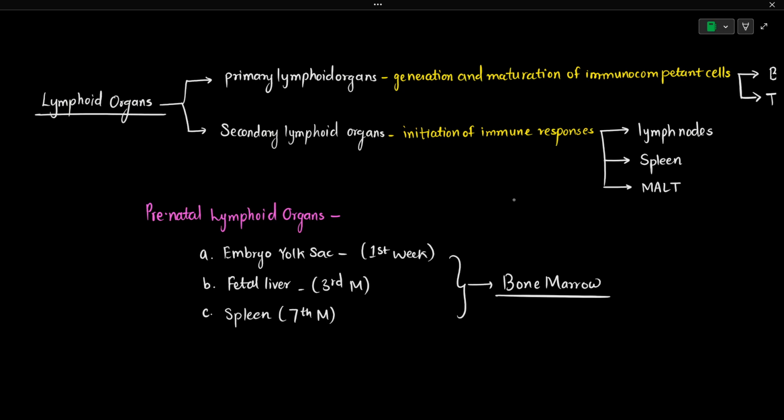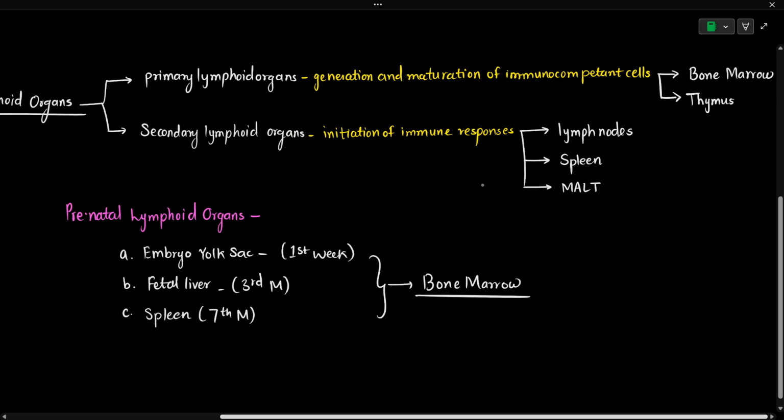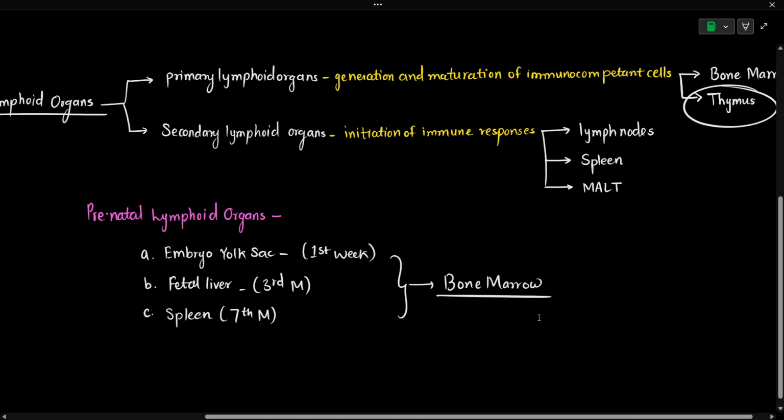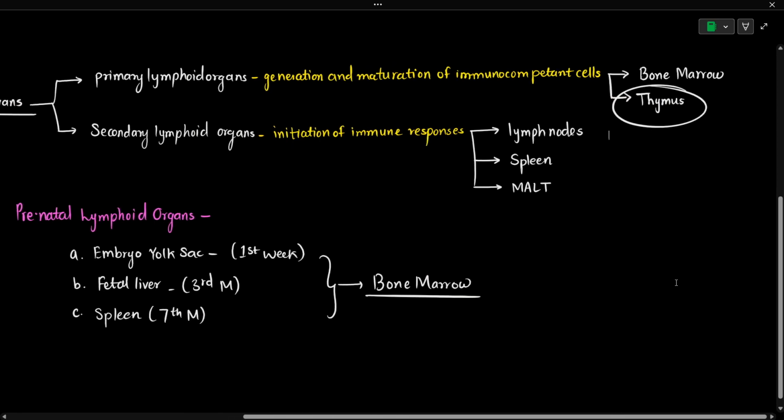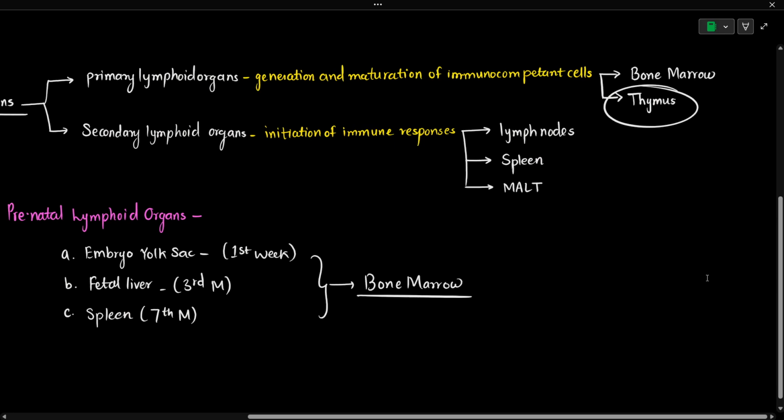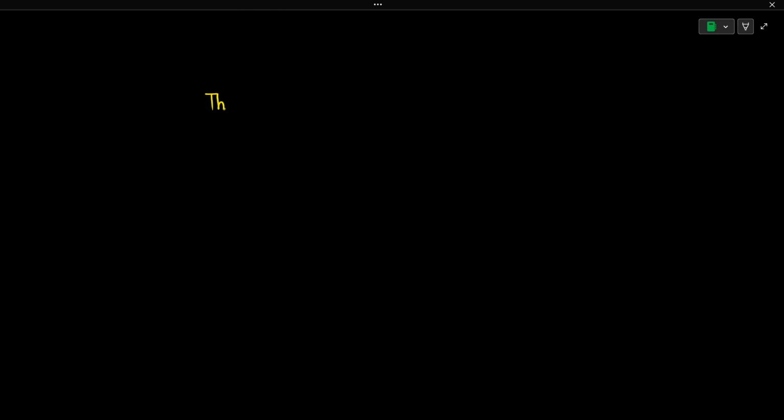Okay, so in today's class I gave you an introduction about the lymphoid organs, and today we are going to discuss the thymus in detail: where it is located, and how the maturation of T cells is seen over there. So let's first know where this organ is located. The thymus is a bilobed organ which is located in the cavity known as the mediastinum.